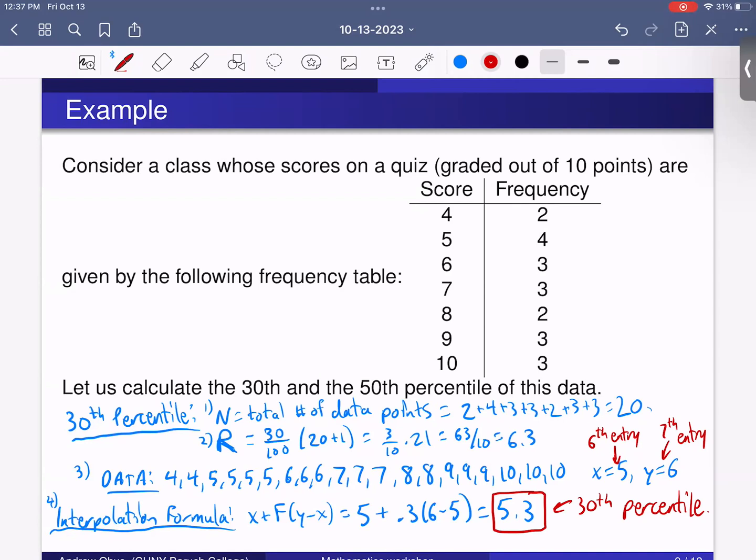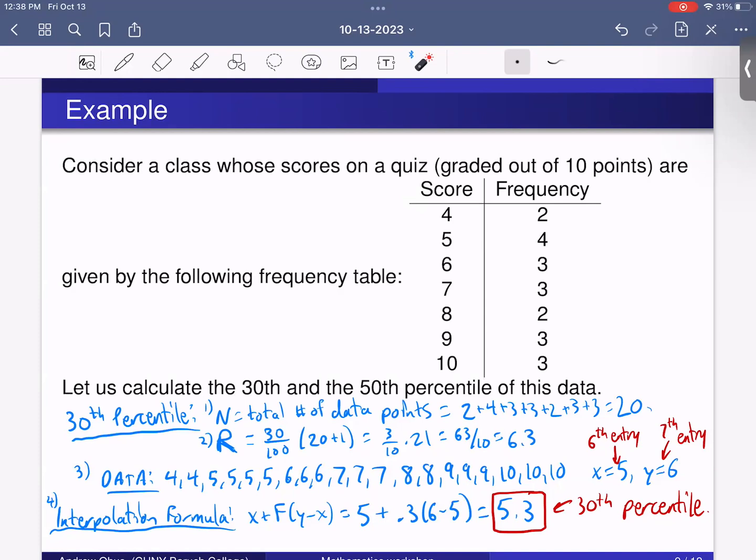There are other methods which say you just round R to the nearest integer and use that. So in that case, you would just round 6.3 to 6 and say the 30th percentile is 5. That has the advantage of always giving you an element of your data set. But I think the interpolation formula tends to give a better picture of your data. So I like the interpolation method, which would say the 30th percentile would be 5.3. And this is how Excel does it if you use it to calculate percentiles.